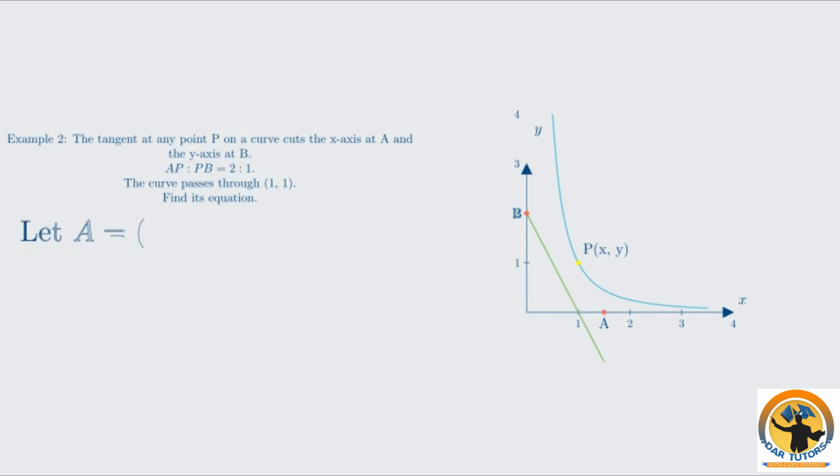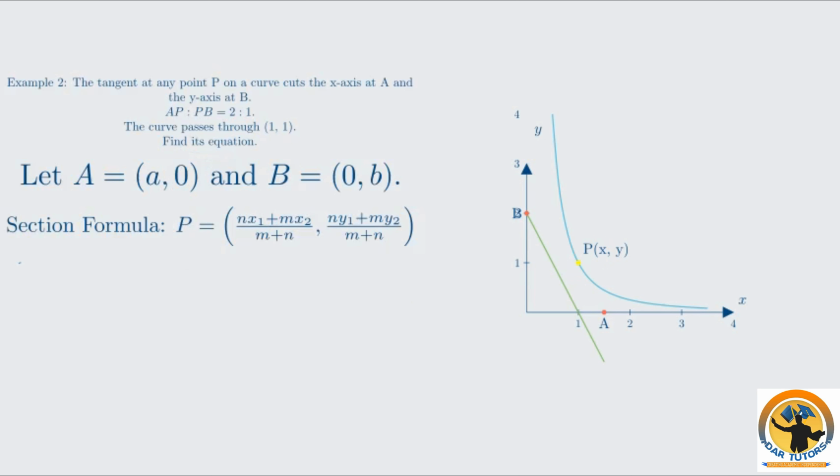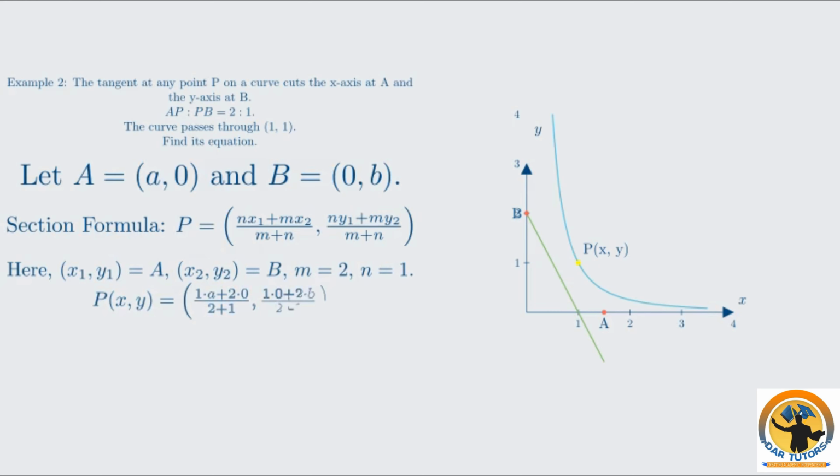Let the coordinates of A be (a, 0) and B be (0, b). The section formula states that the coordinates of P are given by this expression. Substituting our ratio m equals 2 and n equals 1, we get that the x-coordinate of P, which is x, equals 1 times a plus 2 times 0, all divided by 3. This simplifies to x equals a over 3, so a equals 3x.